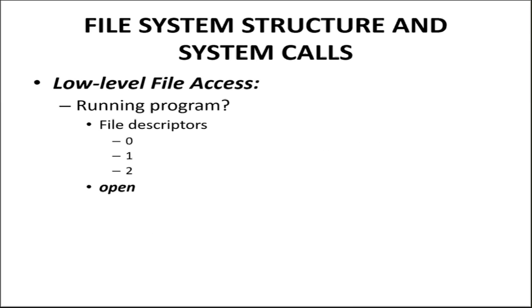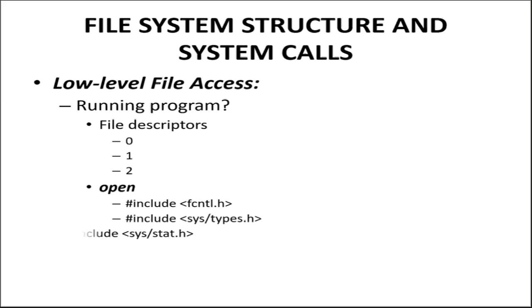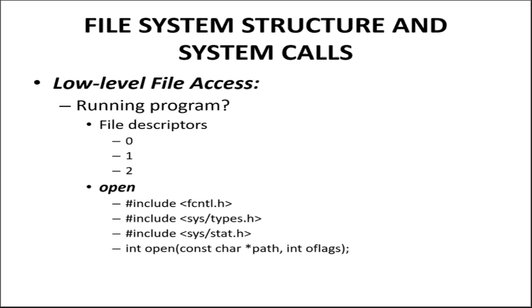Now I will discuss the open file descriptor. To create a new file descriptor, we need to use the open system call. The syntax of the open system call involves the following header files: the file control header file, that is fcntl, then sys/types.h, then sys/stat.h. These are the three different header files that are required for the open system call.